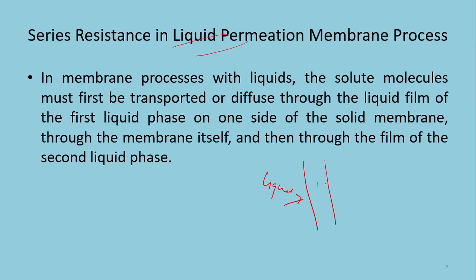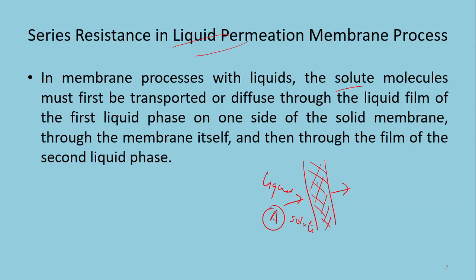We have liquid to pass through that membrane. So that is a liquid permeation through the membrane. It can be a volume or anything. In a membrane process with the liquid, the solute molecules, for example, assume that A is the solute. So this molecule has to pass through this membrane.